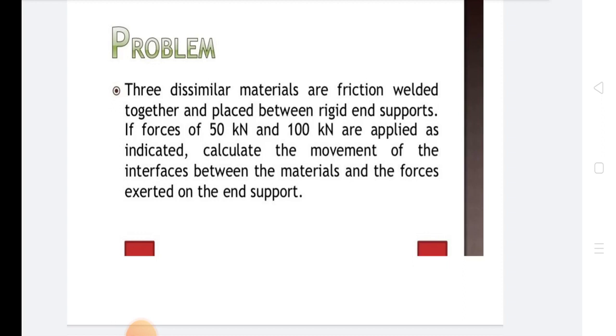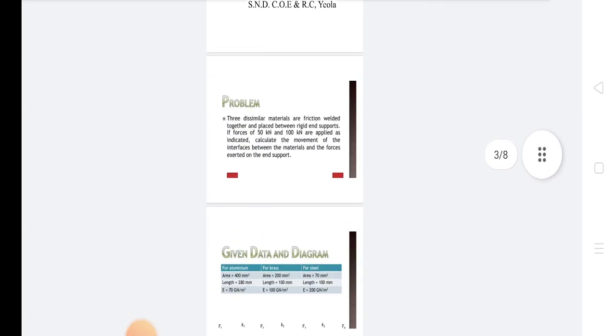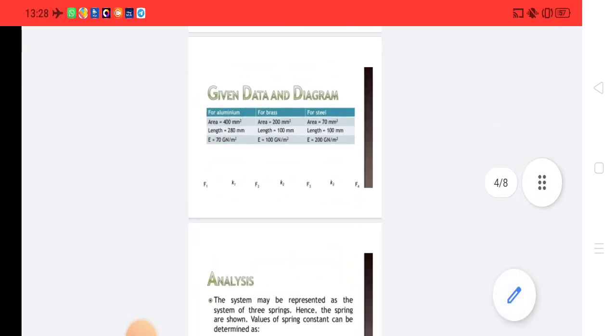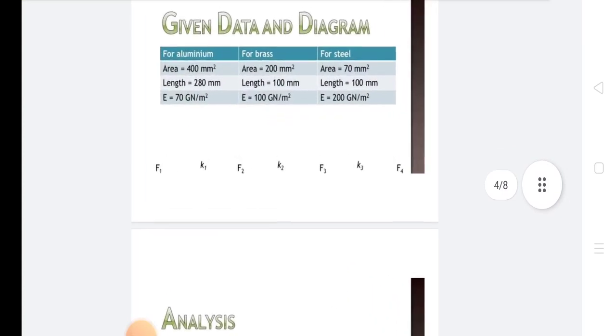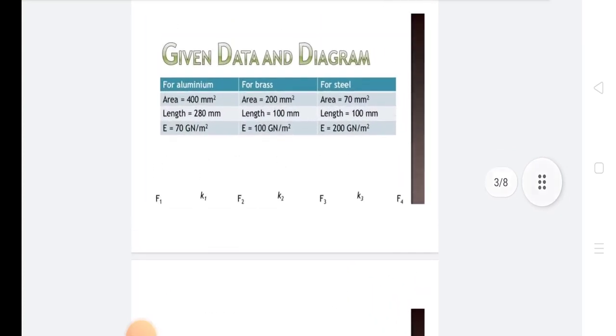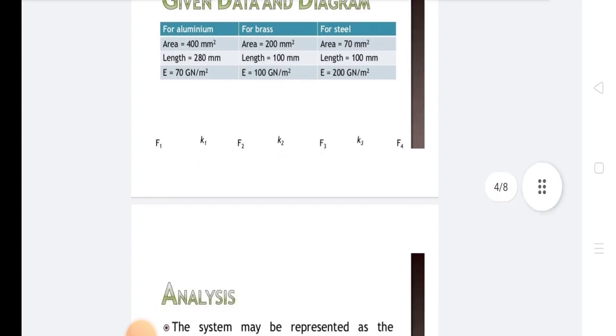This problem: three dissimilar materials are friction welded together and placed between rigid end supports. If forces of 50 kN and 100 kN are applied as indicated, calculate the displacements of the interfaces between the materials and the forces exerted on the end supports. This is the given data diagram. This is for aluminum, for brass, for steel. These values are given: area, length, modulus of elasticity.